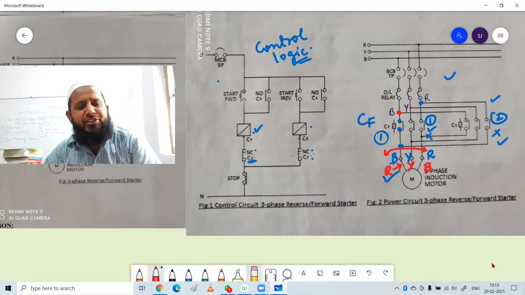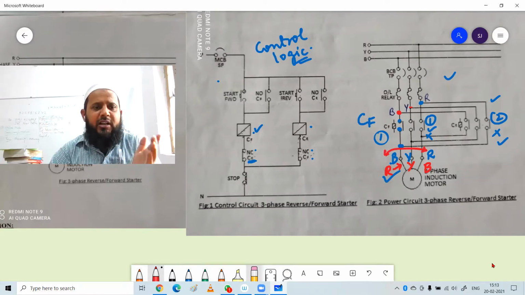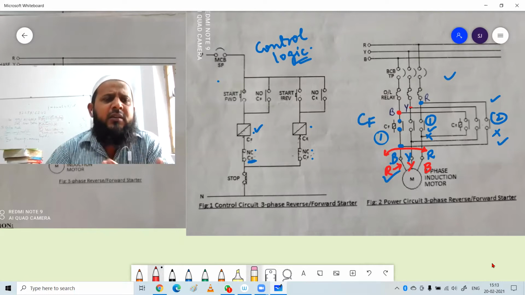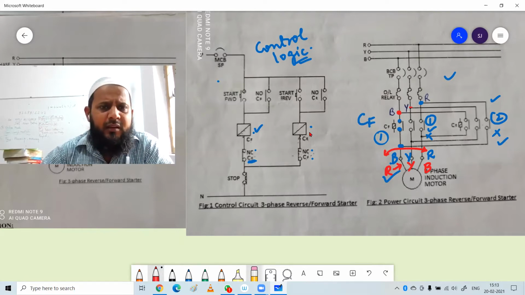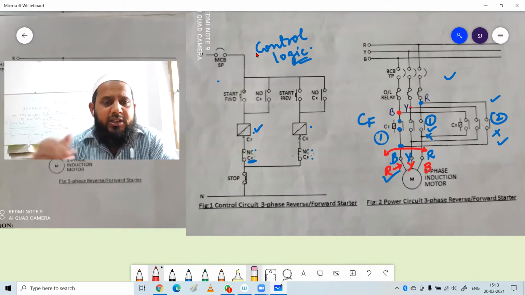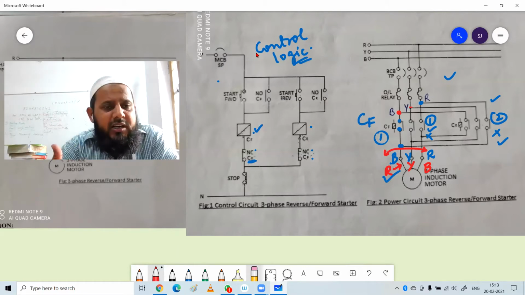By interchanging these two terminals, the direction of the induction motor will be reversed. Okay, so I think this explanation is good enough for the purpose of understanding how we actually change the direction of rotation of a three phase induction motor.